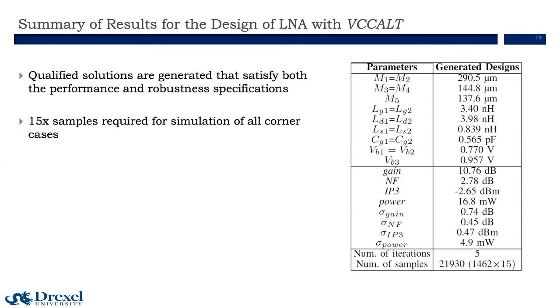And we need 15 times more samples compared with the CALT for simulation of all corner cases. So nominally, it's basically 1,462 set of candidate solutions, but they have to be verified at 15 corners, which makes the number of samples 21,930 points. And it only takes 5 iterations to complete.